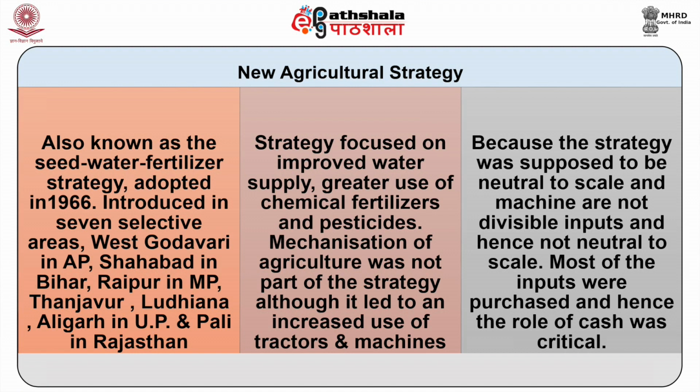The strategy focused on improved water supply and greater use of chemical fertilizers and pesticides. Mechanization of agriculture was not part of the strategy, although it led to an increased use of tractors and other machines. This is so because the strategy was supposed to be neutral to scale, and machines are indivisible inputs and hence not neutral to scale.